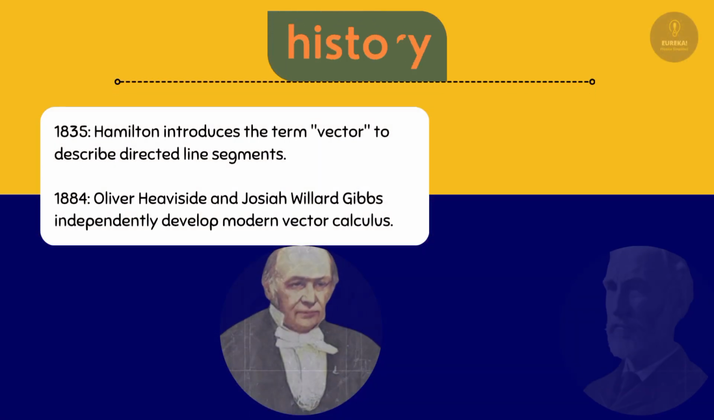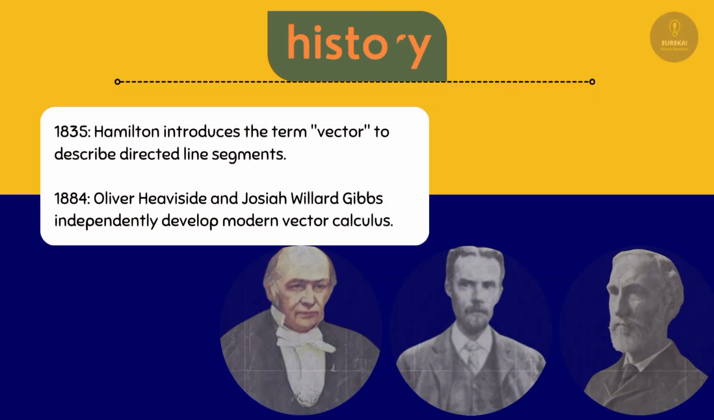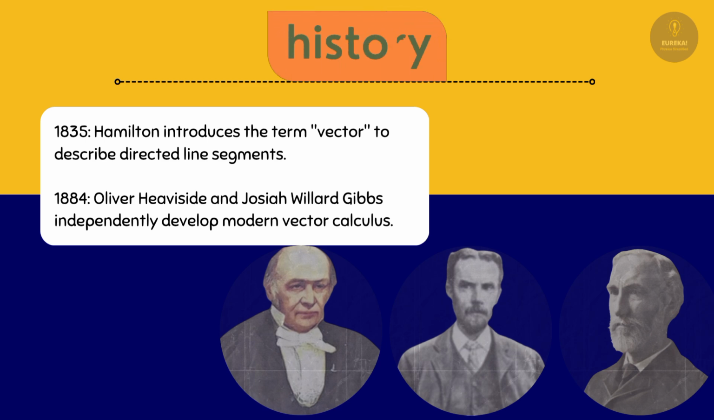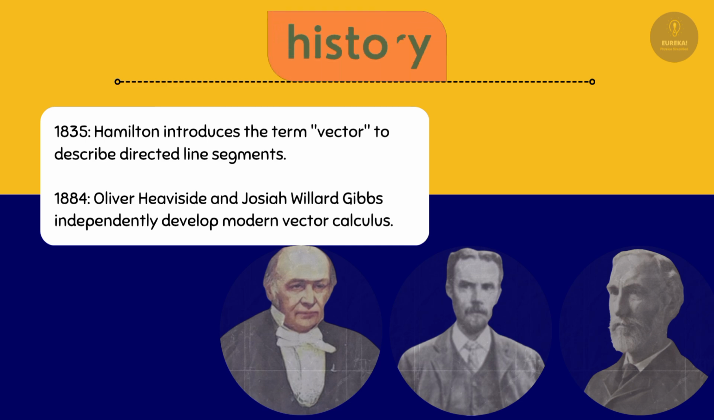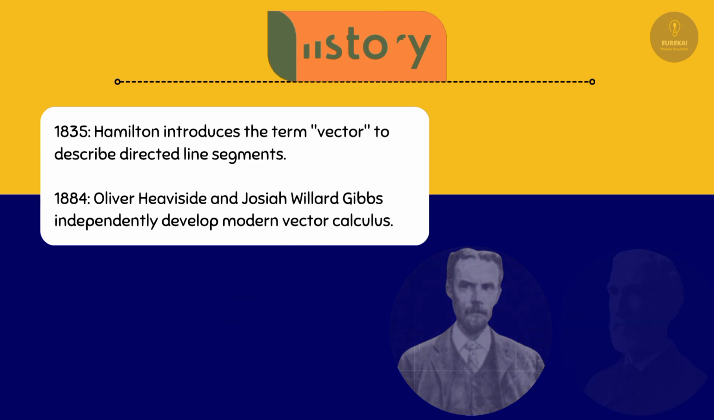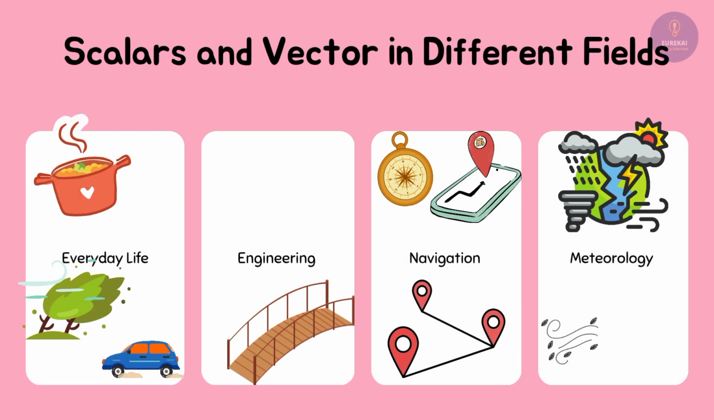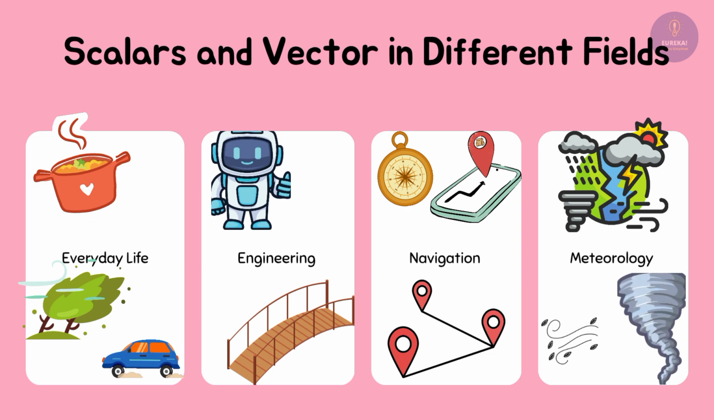Historically, the terms vector and scalar were introduced by William Rowan Hamilton in the 19th century. By 1835, Hamilton used vector for directed line segments, and modern vector calculus emerged in 1884 through Oliver Heaviside and Josiah Willard Gibbs. These concepts aren't just limited to physics. Scalars help measure quantities like temperature and pressure, while vectors are crucial in designing structures or guiding pilots.